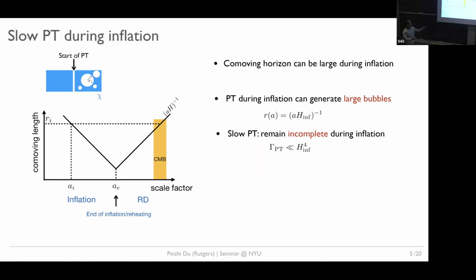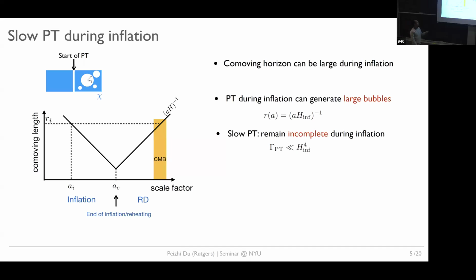Of course, the phase transition will continuously produce bubbles, but at later times the comoving horizon is smaller, because the comoving horizon shrinks exponentially during inflation. So at later times you get bubbles, but they're smaller. And now comes another ingredient: slow.